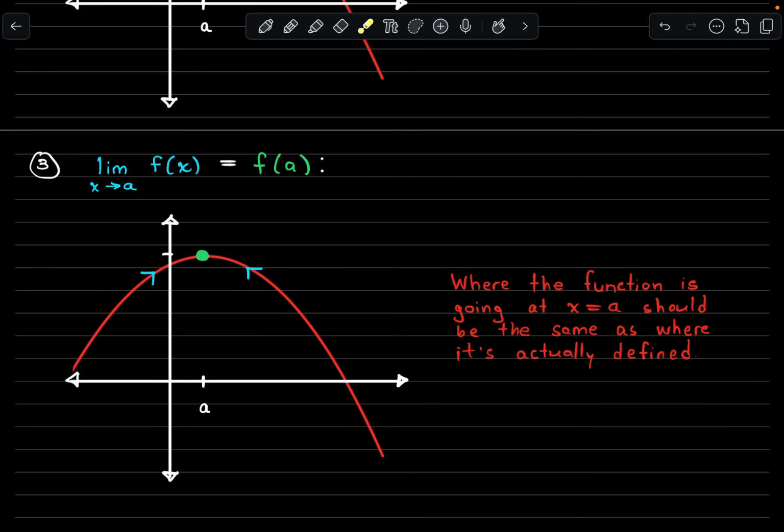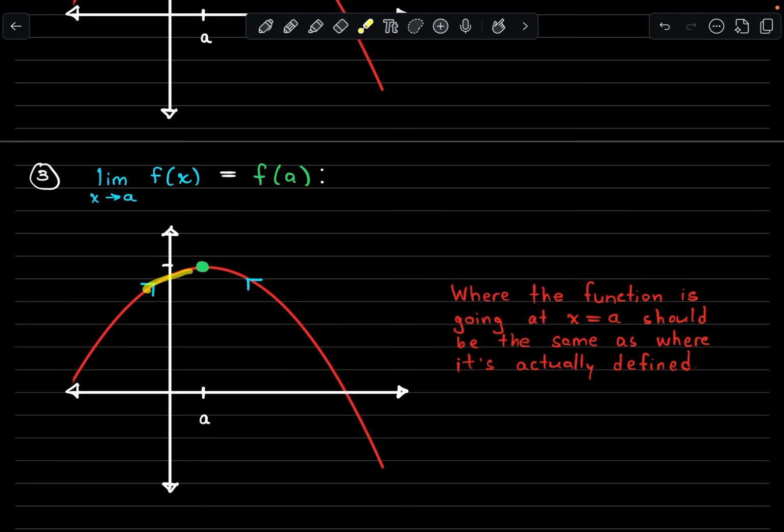We need one more condition, and that is that the limit as x approaches a of f of x is actually equal to where that point is defined. Where it's defined has to be exactly where those limits are going to from either side. So where the function is going at x equals a should be the same as where it's actually defined, and the three of these together give you a continuous function.